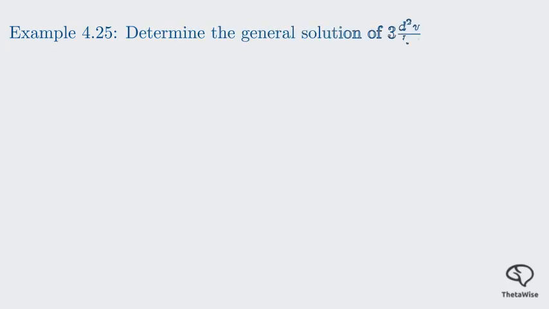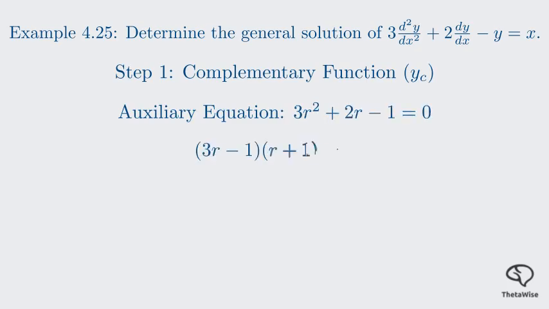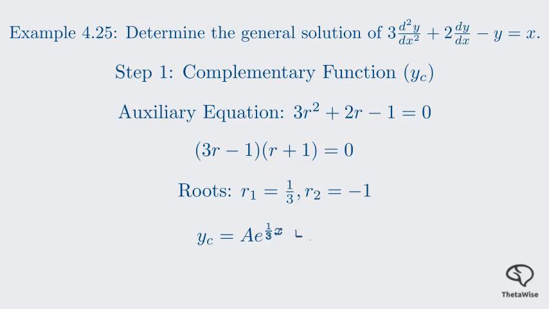We need to find the general solution of 3 d2y/dx2 plus 2 dy/dx plus y equals x. The RHS is a simple x. The auxiliary equation is 3r squared plus 2r plus 1 equals 0. Factoring gives 3r minus 1 times r plus 1 equals 0. This gives us real, distinct roots: r equals 1/3 and r equals negative 1. So the complementary function is y equals a e to the 1/3 x plus b e to the negative x.